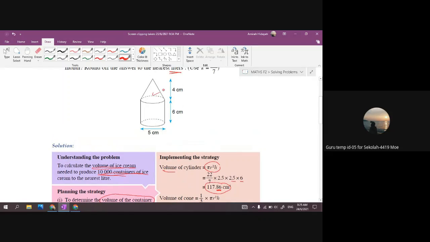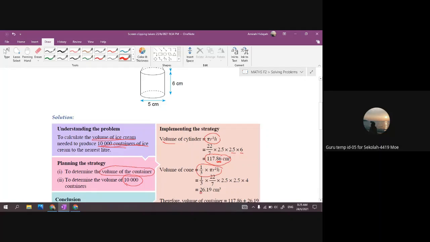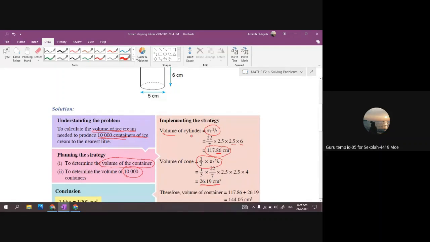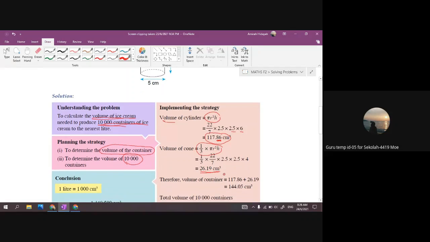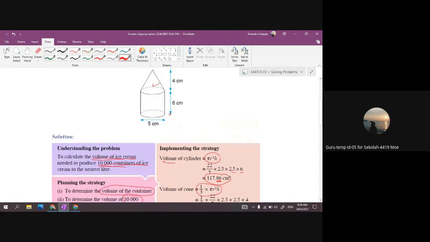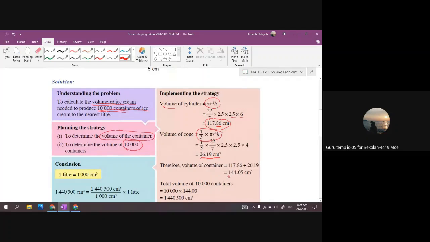And then kita cari pula volume for this cone. Volume untuk cone pun we already know it is 1/3 times pi r square h. So plug in the values. As you already know the radius, dapatlah 26.16 centimeter cubic. And then total up je these two volumes. You add volume of cylinder dengan volume of cone, so you will get the total volume of this whole container. Tambah dua-dua dapatlah 144.05.